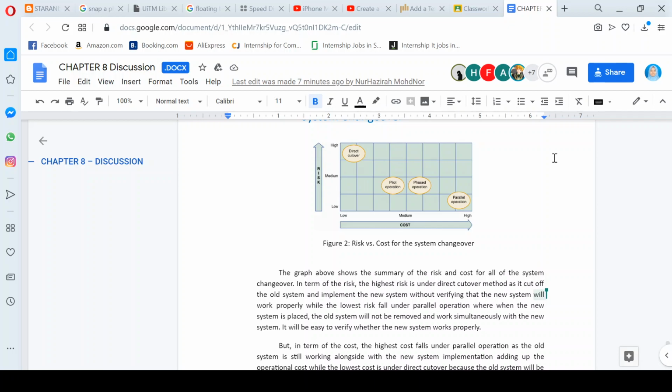Okay, so in term of risk yang paling rendah adalah parallel operation. Of course dia adalah paling rendah sebab at the same time we are running both system together. So kita ada version yang lama dan version yang baru, kita run dua-dua. Okay, but there is an effect.